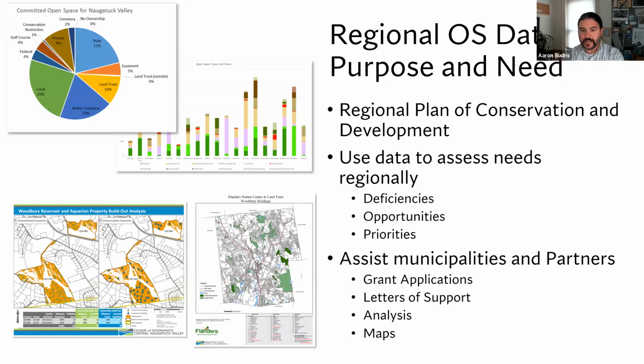We also provide assistance to towns and land trusts and all of our partners. We help with writing grant applications. We write support letters for projects. We can provide mapping and conduct analysis on open spaces if you're looking to get some funding for something. We've also assisted partners with property inventories and created kiosk maps and pamphlets. And all of this is really difficult without good open space data. Next slide, please.